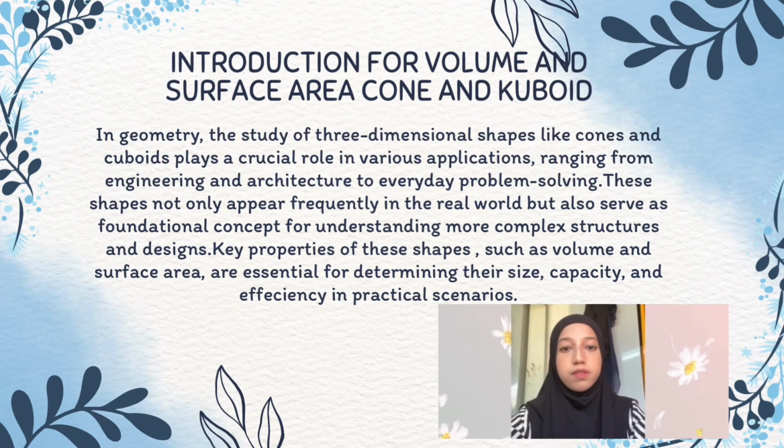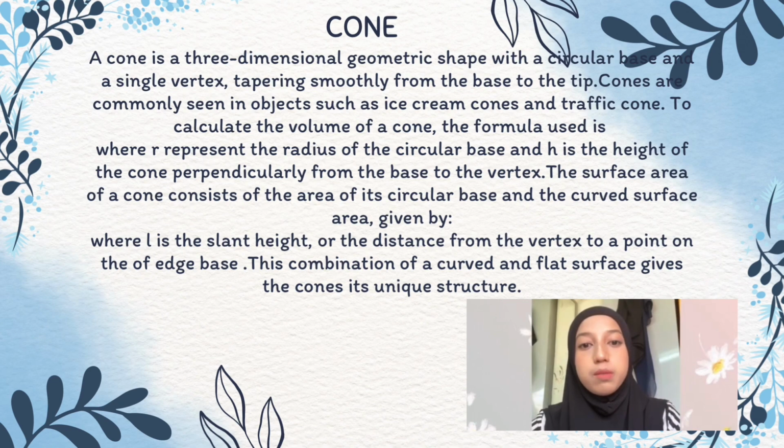In geometry, the study of three-dimensional shapes like the cone and cuboid plays a crucial role in various applications, ranging from engineering and architecture to everyday problem solving. These shapes not only appear frequently in the real world, but also serve as a foundational concept for understanding more complex structures and designs. Key properties of these shapes, such as volume and surface area, are essential for determining their size, capacity, and efficiency in practical scenarios. A cone is a three-dimensional geometric shape with a circular base and a single vertex, tapering smoothly from the base to the tip.